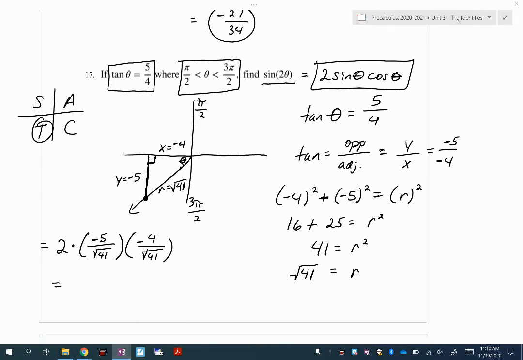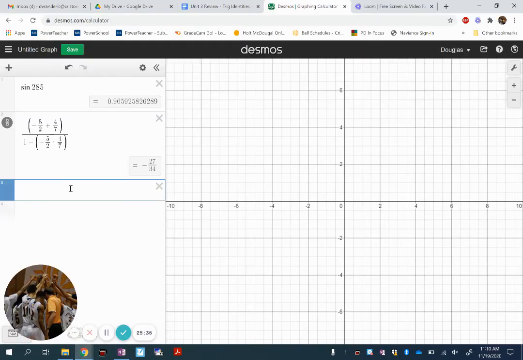All right, so 2 times -5 over the square root of 41 times -4 over the square root of 41. So here we go. Again, decimal's fine. So my answer key would have 0.976. I'm going to hit this button to make it a fraction. So 40 over 41.